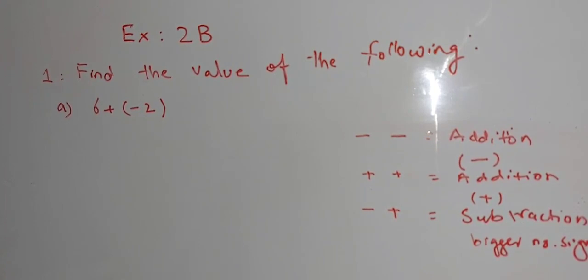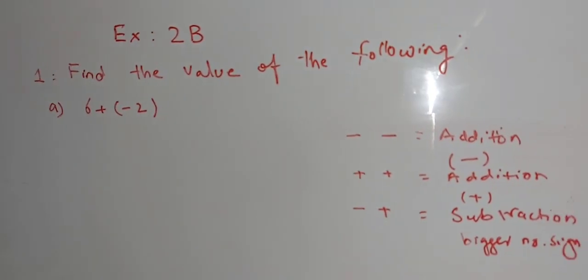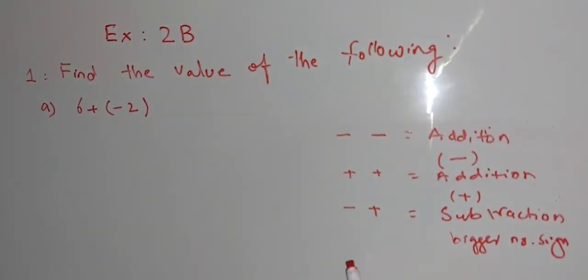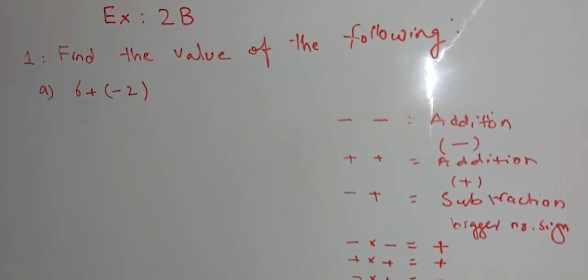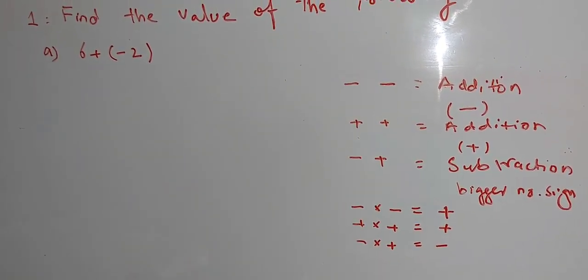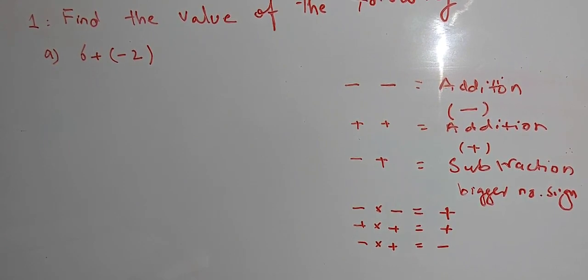Understand? Okay, now if we have to multiply, then what will we do? Minus multiplied with minus, the answer will be plus. Whatever you multiply with minus sign, the answer will be plus. If plus multiplied with plus, the answer will be plus. And when you multiply minus by plus, the answer will always be minus. So these few things you should keep in mind while solving these types of questions, because these are the basic points.